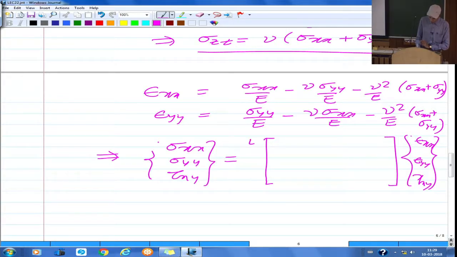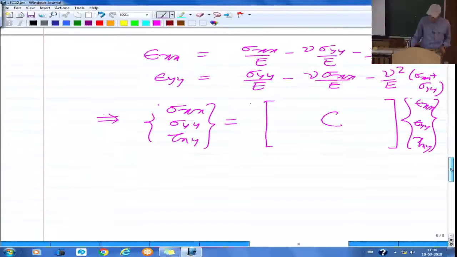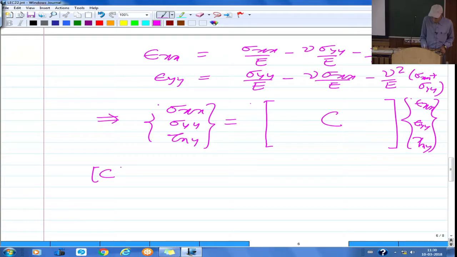The form of the constitutive matrix comes out as E upon 1 minus... I think I need a little more space, so let me call this C and I will separately define that. So this is C in between, and that C I am going to define. You can solve these two equations and get the form of C. So can you solve and tell me what is this relationship?